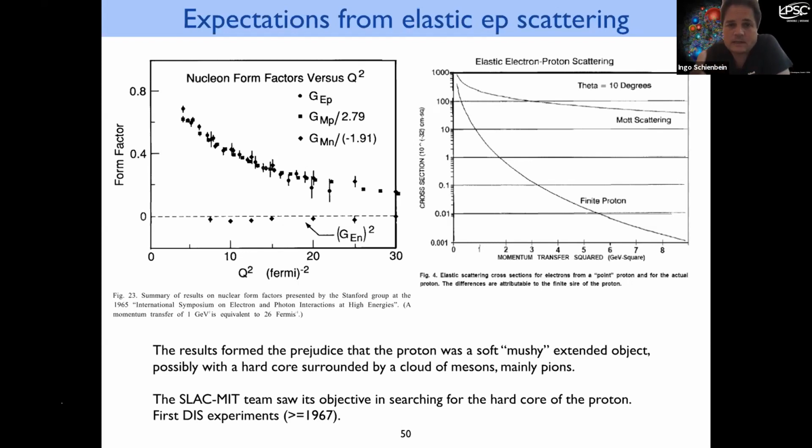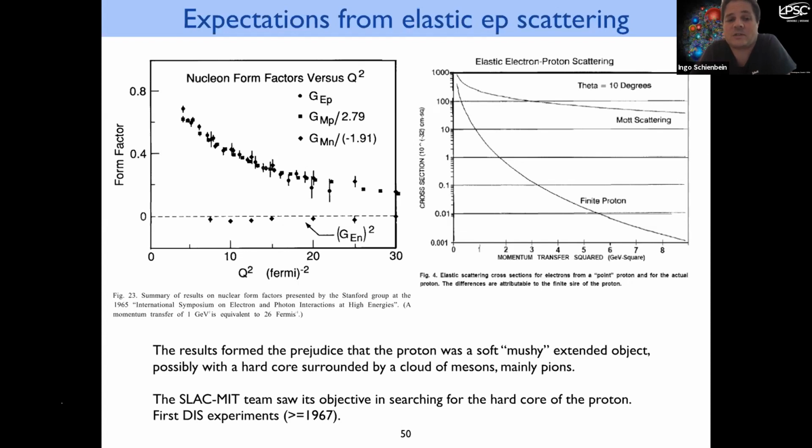So, those results were known in the 60s, and they formed the prejudice that the proton was a soft, mushy, extended object, possibly with a hard core surrounded by a cloud of mesons, mainly pions. So somehow, I guess, the Bohr picture of the atom, where you said, okay, the atom is a small, hard core surrounded by a cloud of electrons, and you just transfer this idea to a proton now, that there is a hard core surrounded by some cloud of mesons, pions. And that then results in those form factors and the steep fall.